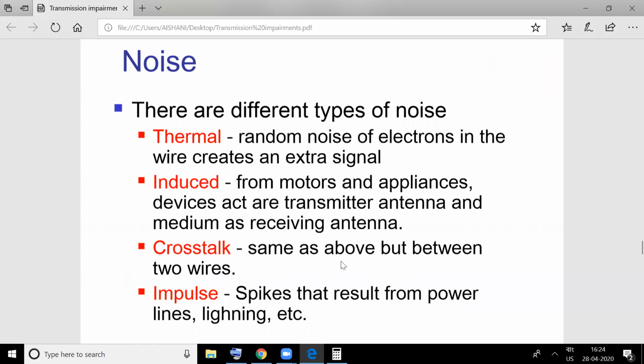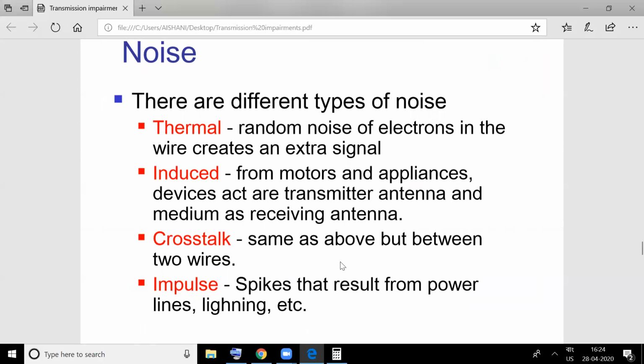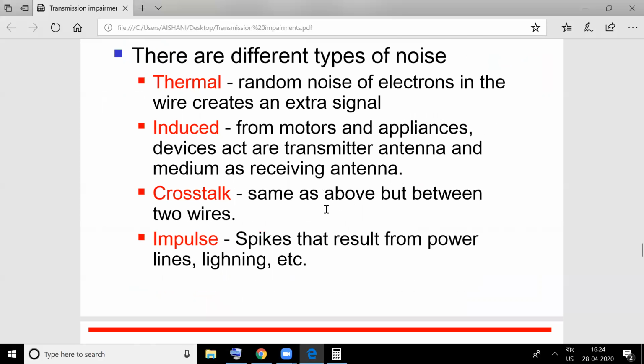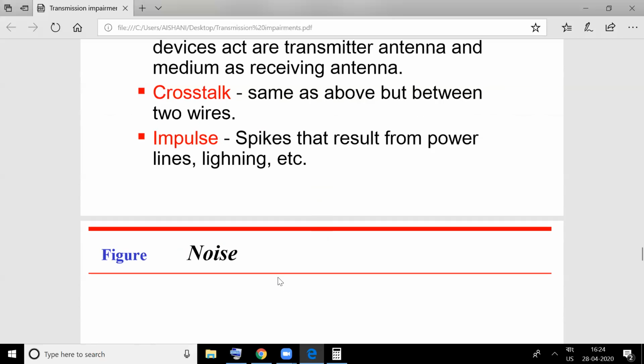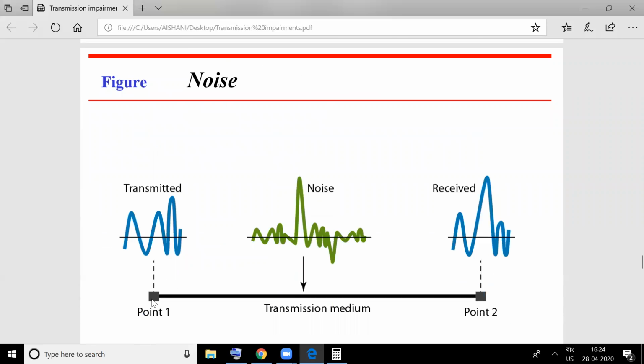Now, the final disturbance, or you can say the final signal impairment, is noise. There are different types of noise. It may be thermal noise, it may be induced noise from motors or appliances, crosstalk, where something passing by has an electromagnetic effect, or impulse noise, where lightning or something similar causes a change.